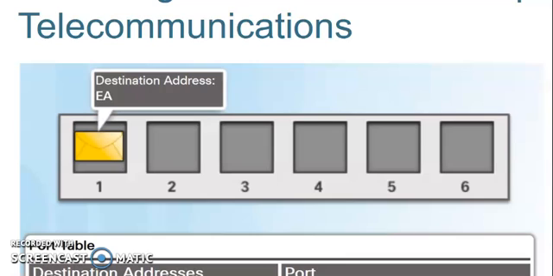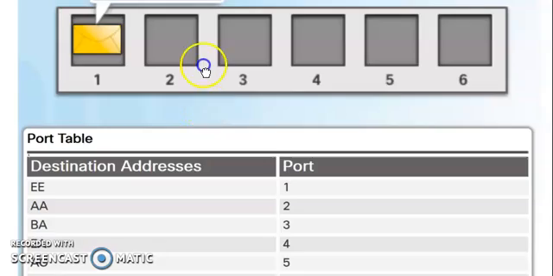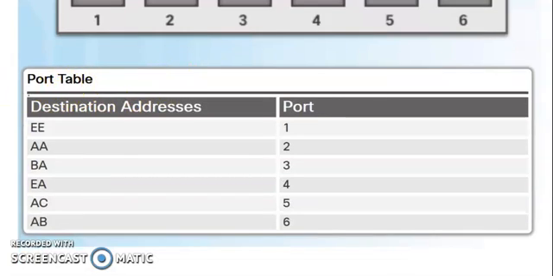Now, all the LAN switches will maintain a table. The name of the table is port table. In the port table, we have two fields. One is destination address and its port number. Which destination address is associated with which port number? So the destination addresses are mapped with the port numbers.